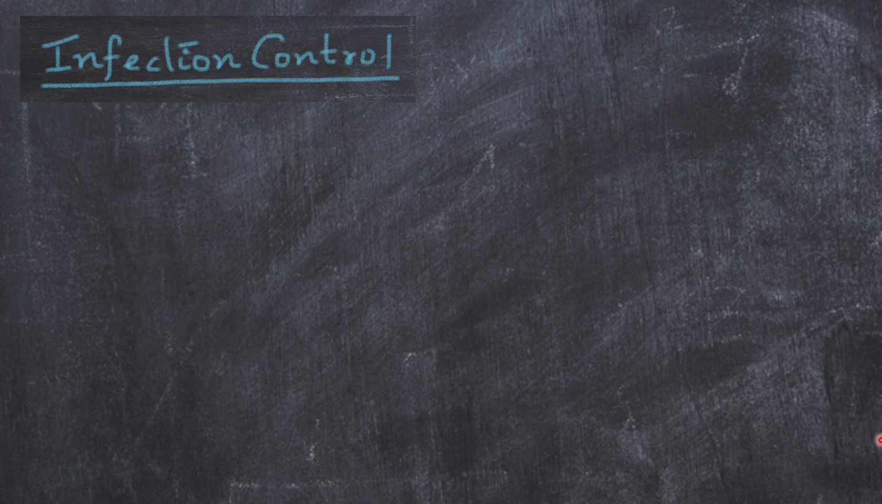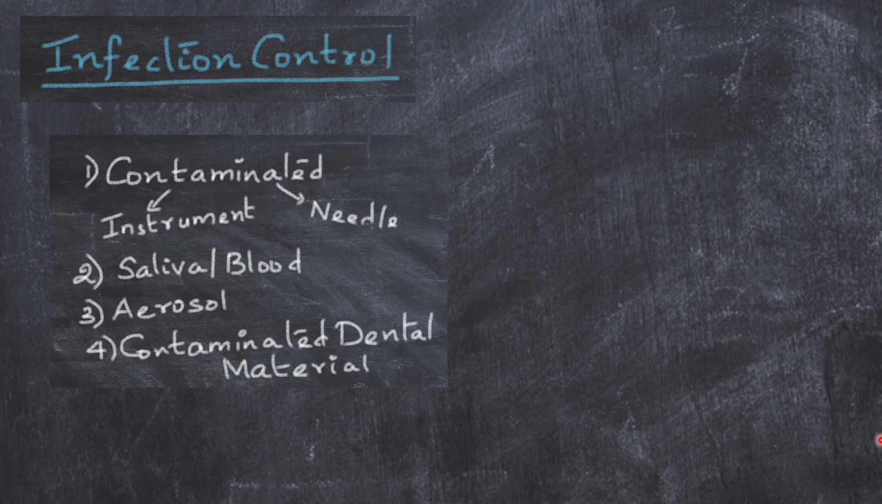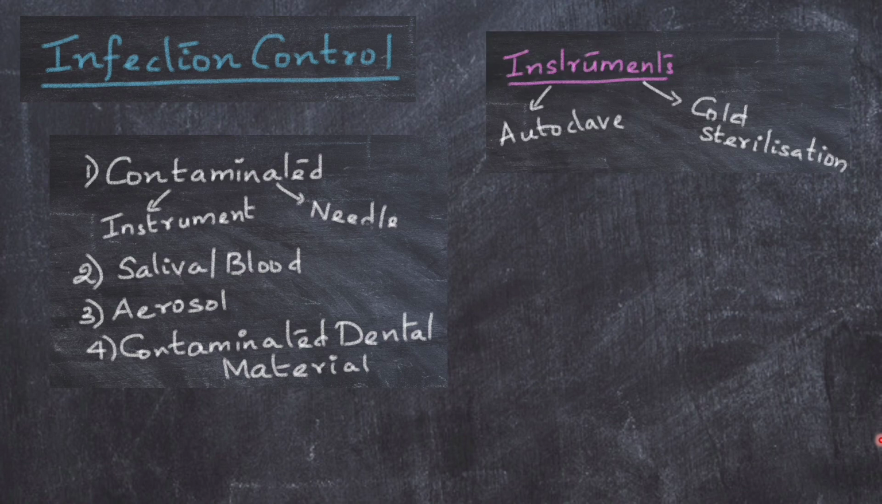So the various routes of transmission of the infection are by contaminated instruments or needles, saliva or blood, through aerosol which is released during usage of air or rotor handpieces, and finally by contaminated dental material, as with an impression material or a denture. So how can you disinfect the various materials that are used in dentistry? First of all, you can autoclave or use cold sterilization for your instruments.